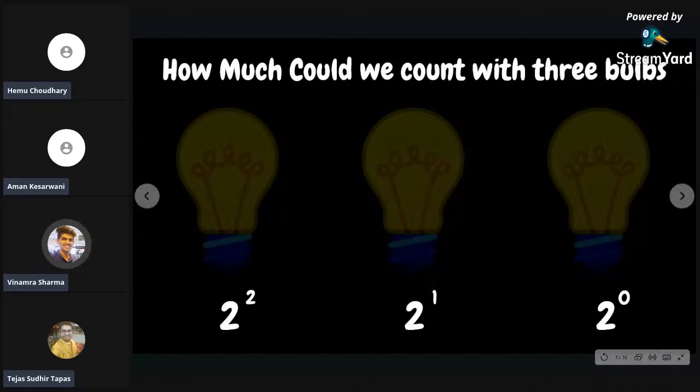Similarly, we can go for 5. We switch on the first bulb, switch off the second bulb, and then switch on the third bulb. So the value we are getting is 2 to the power 2 plus 2 to the power 0, that is 4 plus 1, which equals 5.